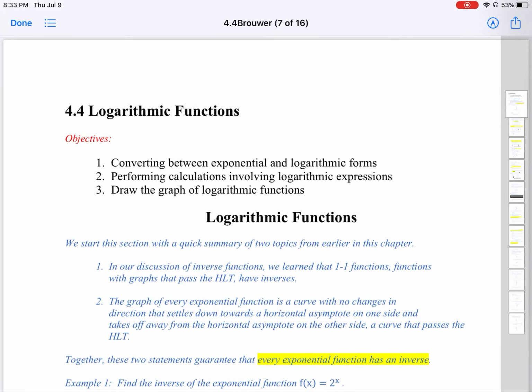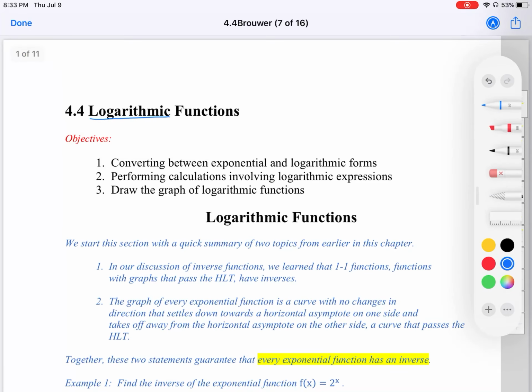All right, let's continue with our next section, 4.4, logarithmic functions. I think this is a concept you might not have seen before, and a big divide between a course you've taken before, like intermediate algebra, and a higher level course like college algebra. Our objectives for this time are converting between exponential and logarithmic forms, and this is key, so make sure you finish this section knowing how to make that change. Performing calculations involving logarithmic equations, and drawing a graph of a logarithmic function.